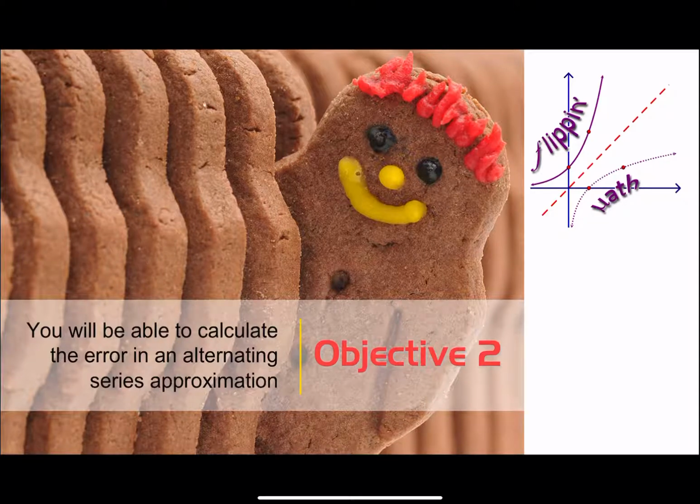Welcome to the second objective of the alternating series lesson, where we're going to be able to calculate the error in an alternating series approximation. And look at these delicious looking gingerbread cookies. It looks like they're all lined up, right? And then one's peeking out from the line. That has something to do with our alternating series approximation. This is like I'm looking at the very next term in line, the next person in line, the next term in the sequence. And what we're going to call that thing is the first neglected term, as we'll see.